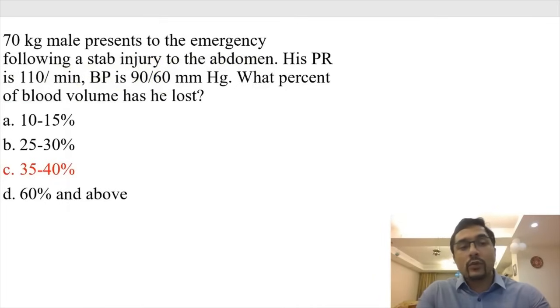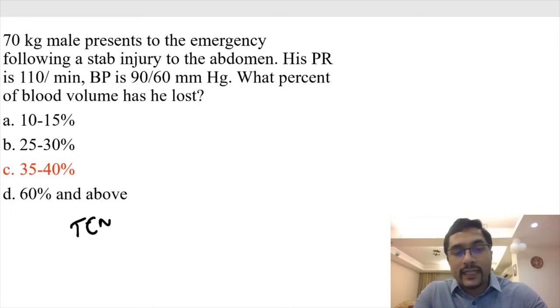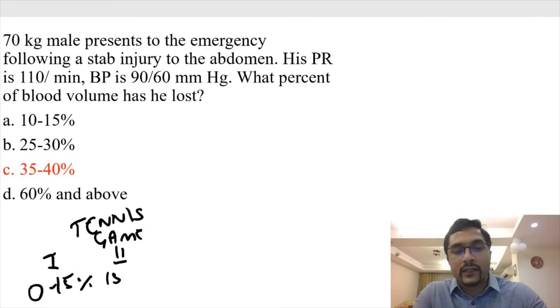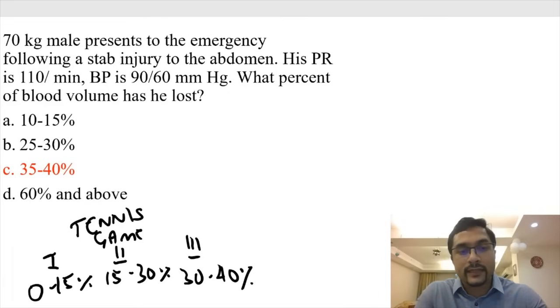And I've told you that you can remember the percentage of blood volume lost like the scoring of a tennis game. So class 1 is going to be 0 to 15%, class 2 is 15 to 30%. Class 3 is 30 to 40%, right? And class 4 is more than 40%. And I've just told you that hypotension is seen in class 3 shock. So the correct answer here will be 30 to 40.